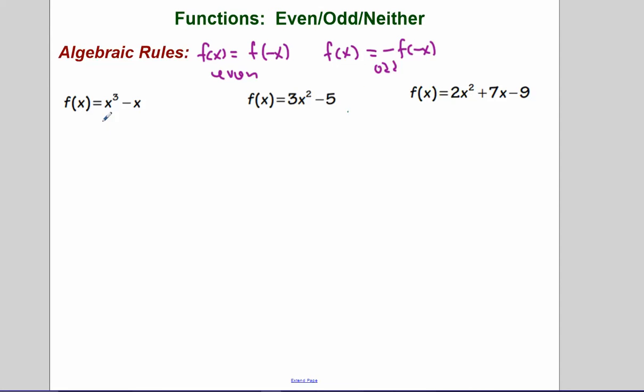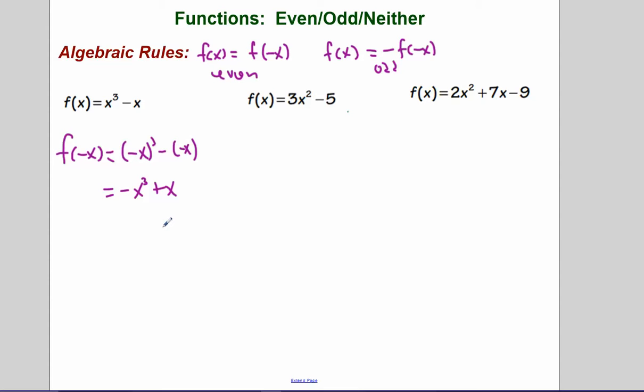Now, looking at this, I am predicting an odd. For one thing, if I were to substitute zeros in here, I would get y is equal to 0, and it passes through the origin. But I'm not for sure yet. Let's see what happens. So I'm going to do f of negative x is equal to negative x to the third minus negative x. I need to simplify that. Well, that's still going to be negative x to the third, and that is going to be plus x.